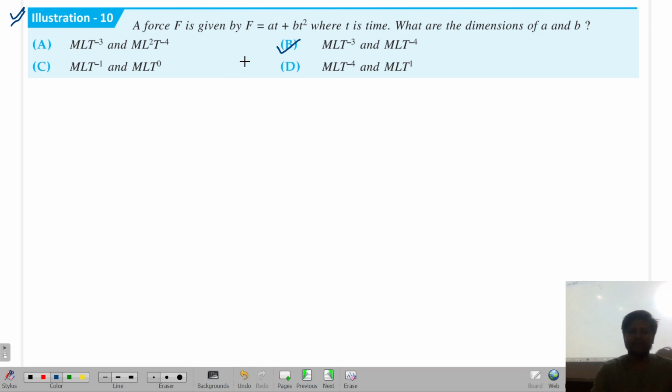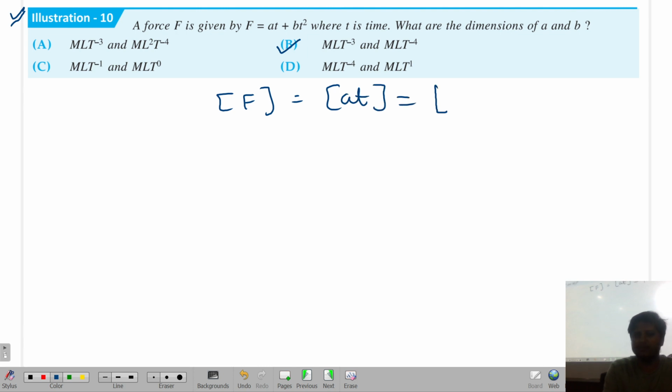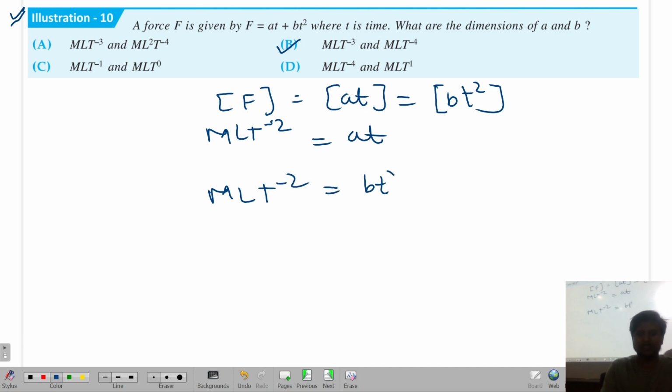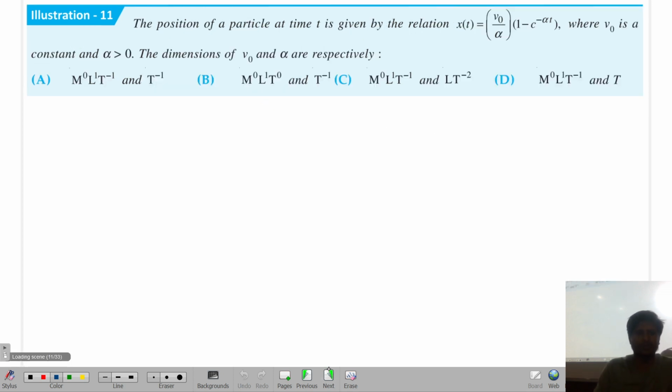Okay. If the force F is given, again, dimensions of force will be equal to dimensions of AT square. Dimensions of AT will be equal to dimensions of BT square. That's all. ML to the power of minus 2 is equal to AT. ML to the power of minus 2 is equal to BT square. Yes or no? Can I move to the next question? Yes, sir. Next.